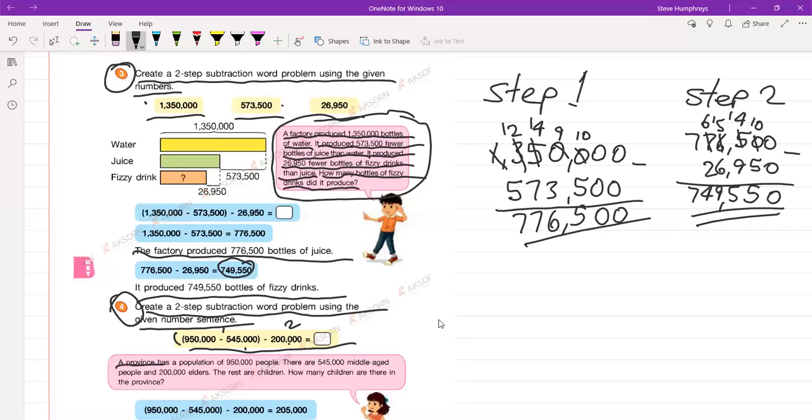A province has a population of 950,000 people. There are 545,000 middle-aged people, that's like me, and 200,000 elders. The rest are children. How many children are there in the province?